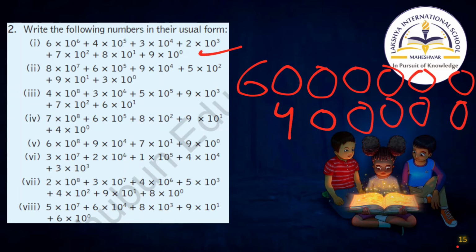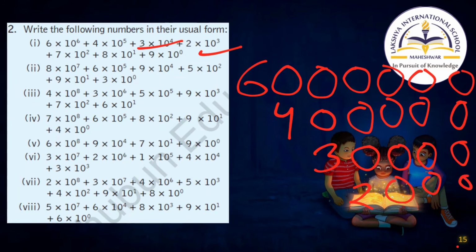Now 3 into 10 to the power 4. So 3, then 1, 2, 3, 4 zeros. Now 2 into 10 to the power 3. So 2, then 3 zeros. Now 7, 10 to the power 2: 7, then 2 zeros. Now 8, 1 zero. And at last it is 9.